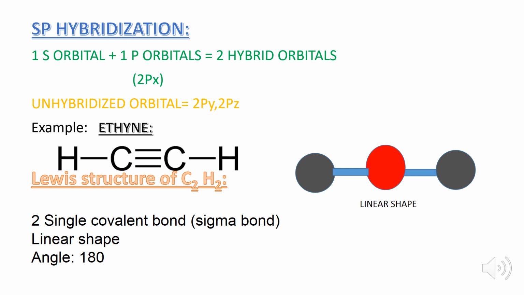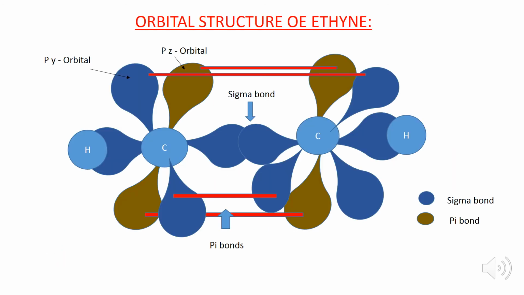Here the carbon is making two sigma bonds. And we know that when the central atom makes two sigma bonds, the type of hybridization will be sp hybridization. Here the bond angle must be 180 degrees and the shape will be linear in the case of sp hybridization. Now look at the orbital structure of ethyne.